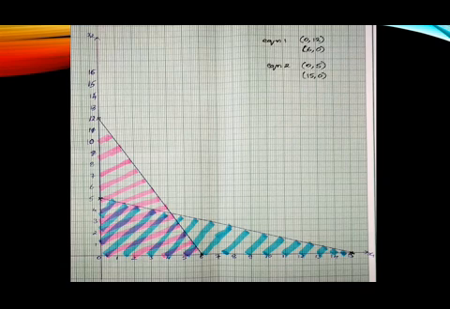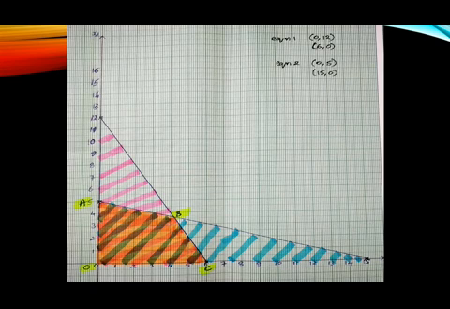So I have highlighted it in orange. So now we have got a feasible region for the problem. Once we have got the feasible region, the corners of the feasible region are called extreme points. So I am supposed to mark the extreme points. Always origin will be marked as O. So O, then this end point, I will mark it as A.